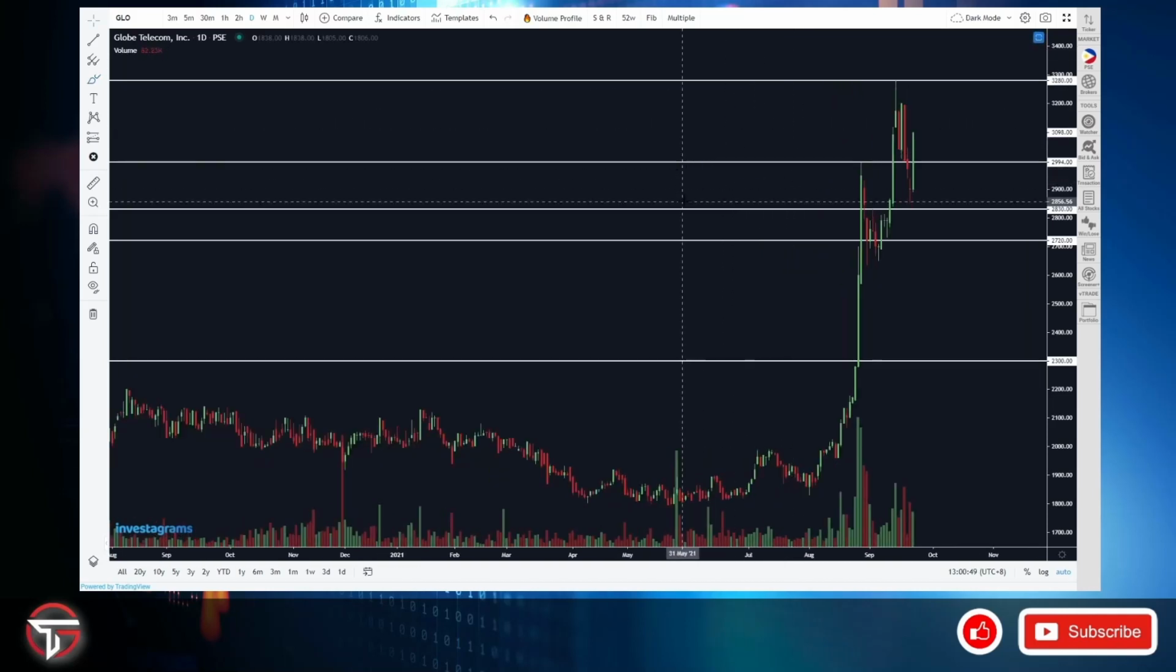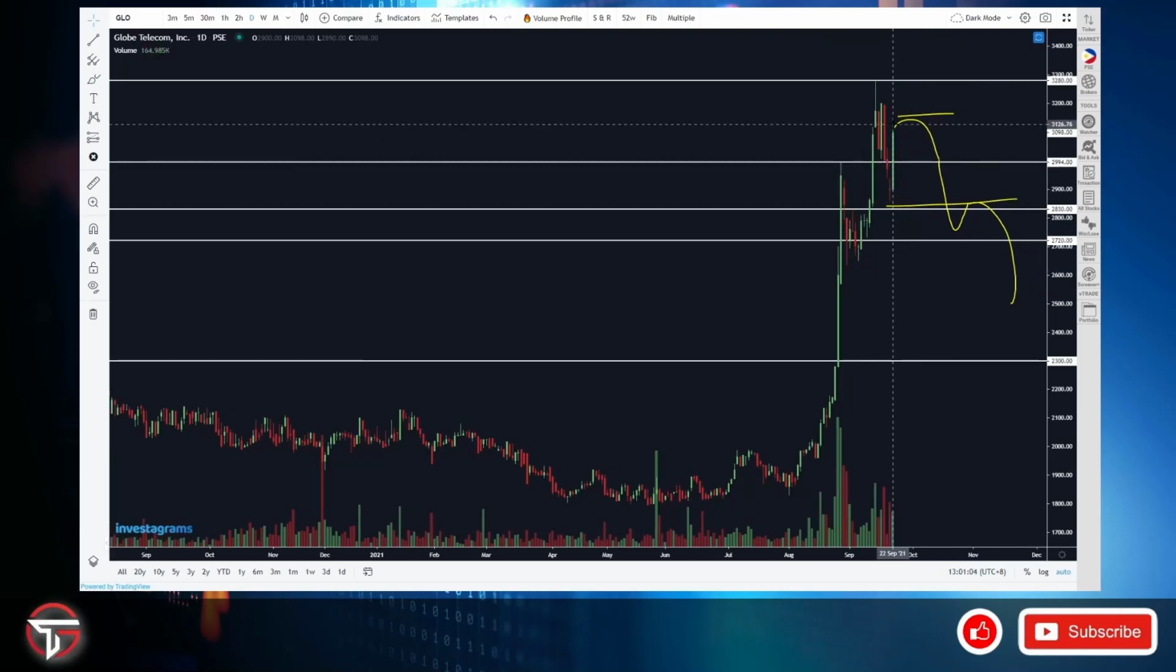Kasi possible pa rin na, kunyari, tumaas na tayo, possible na mag-form tayo ng lower high. Tapos i-take natin to. Then we start stair-stepping down, no? Again, too early to tell. Too early to tell na yan na yung signal na, tara, lahat tayo dapat pumasok na, lipad na yan. At least for me. Okay?